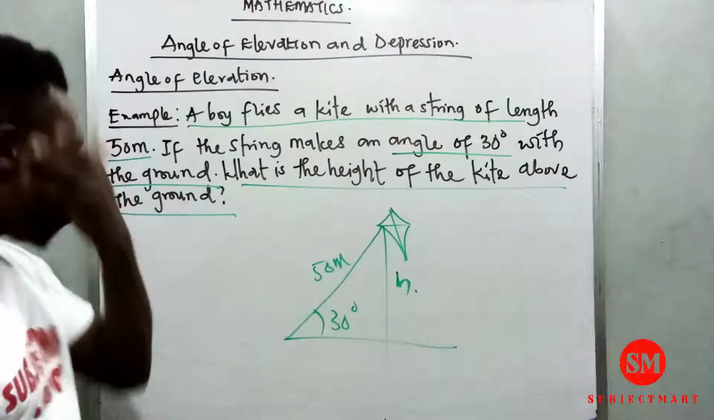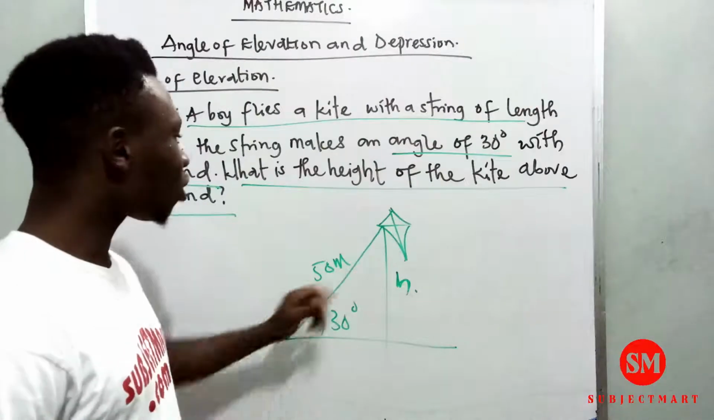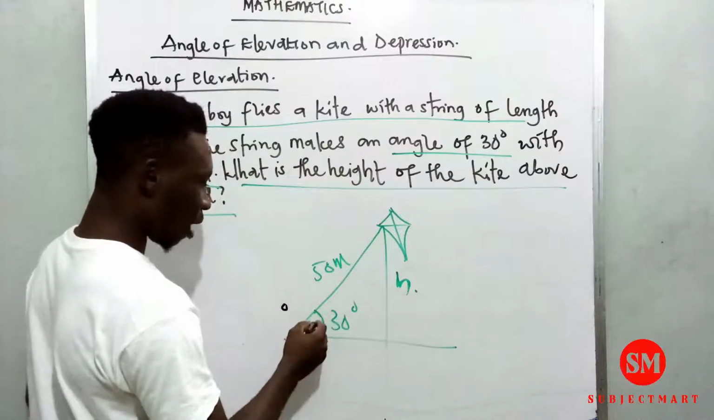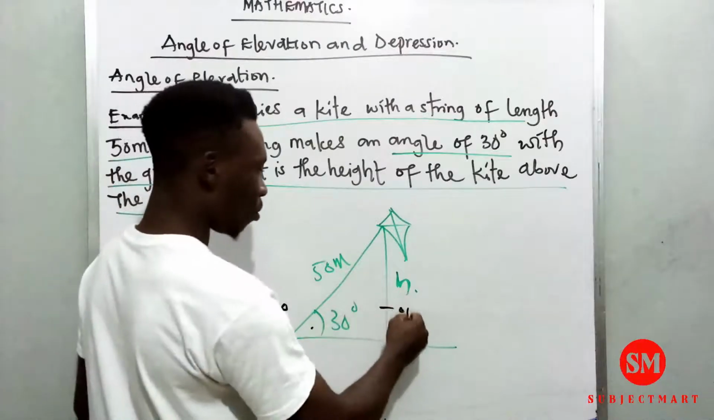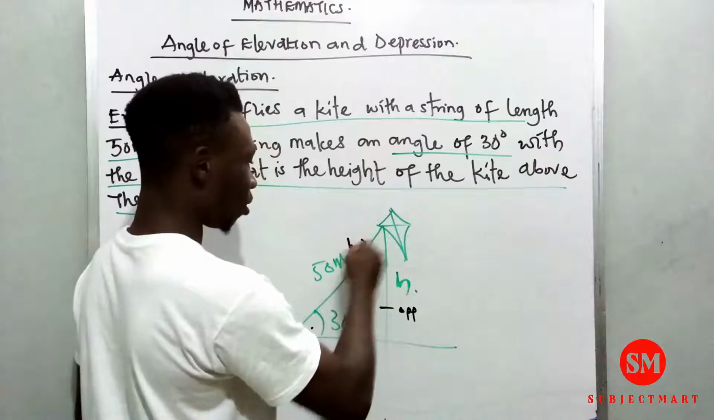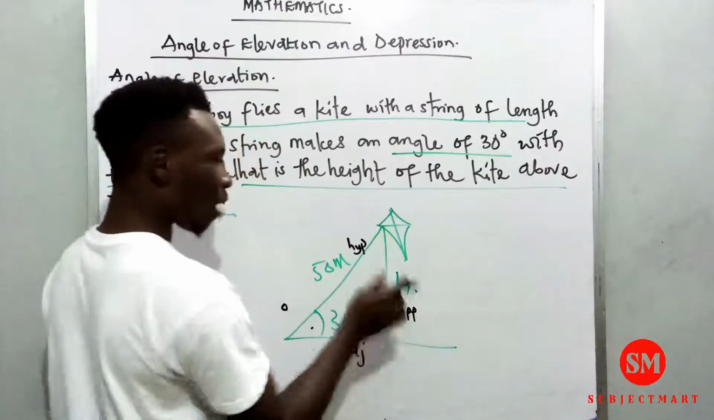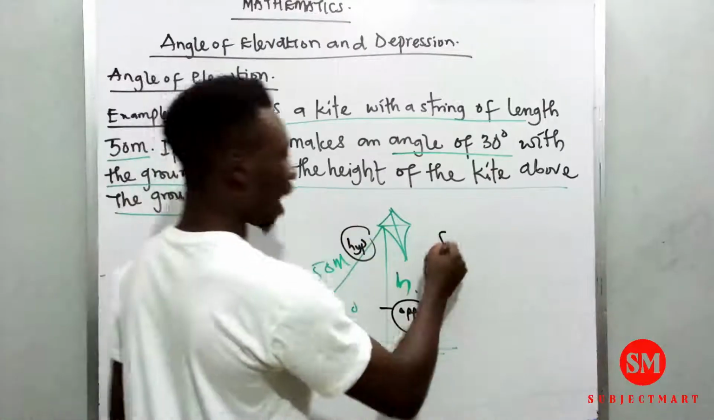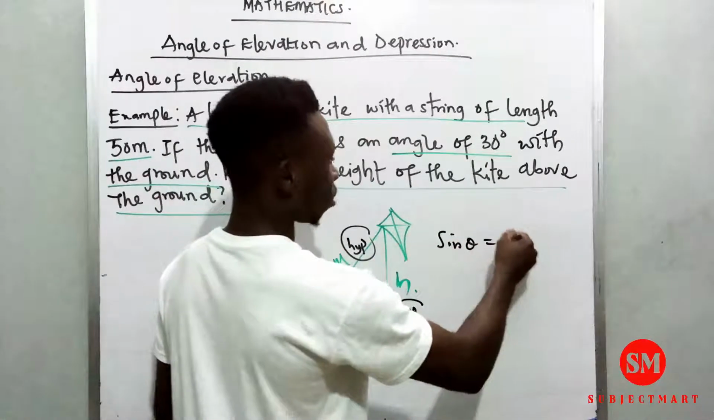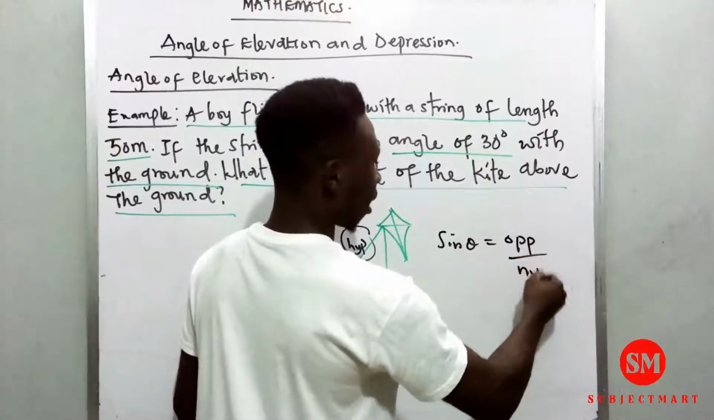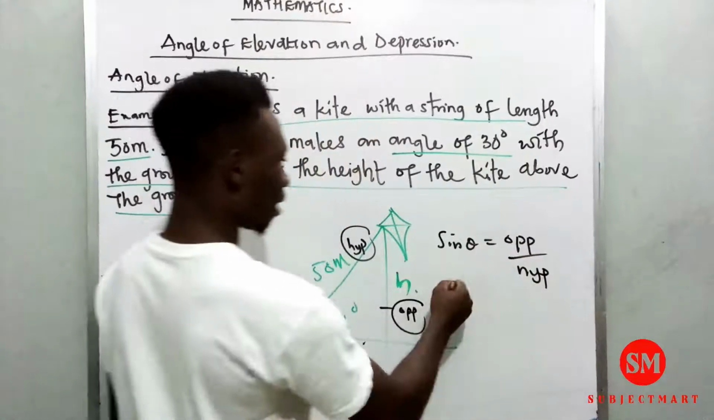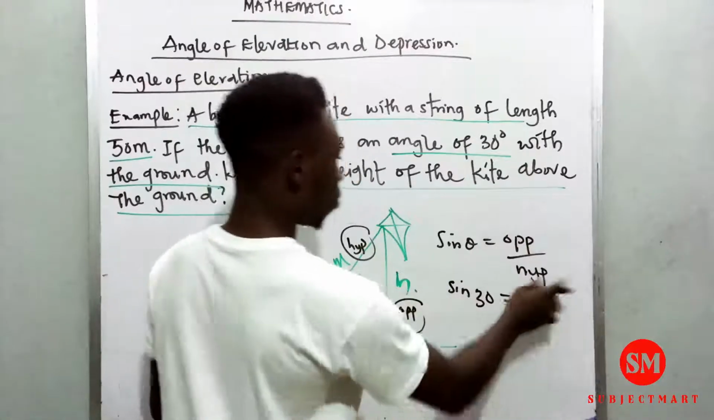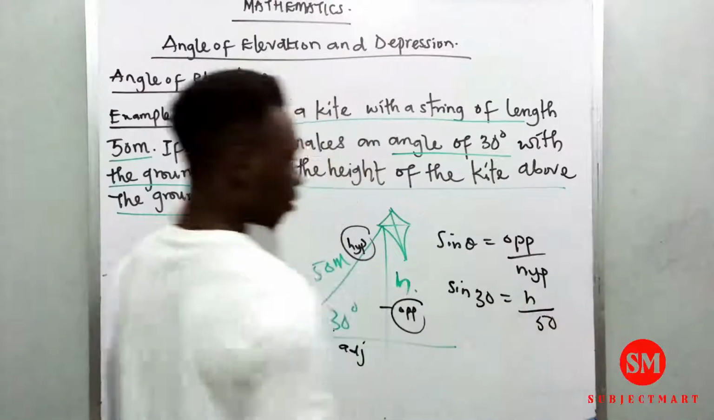Now, we've done trigonometry in the last class, so we're going to be using trigonometry a lot here. Now this is our angle. Here is our opposite, this is our hypotenuse, and here is our adjacent. So I'm looking for our opposite. Now what relation is your opposite and hypotenuse? Sine theta is equal to opposite over hypotenuse. So sine 30 is equal to your opposite here, which is h, over your hypotenuse here, which is 50.